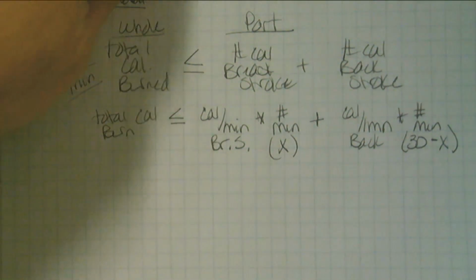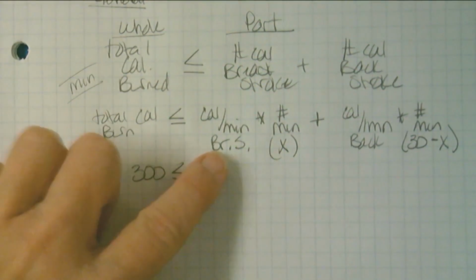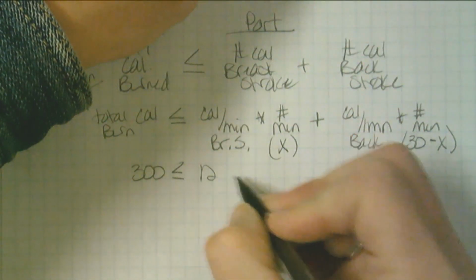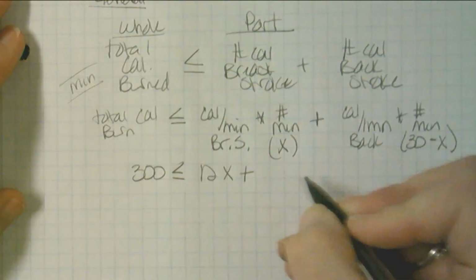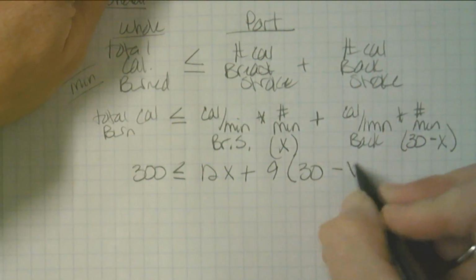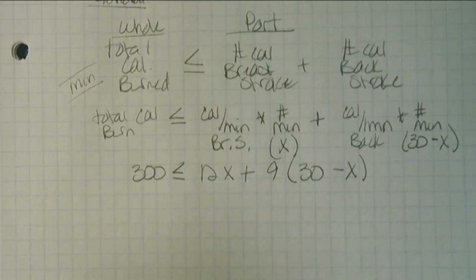My total calories burned is 300, is less than or equal to, my calories per minute for breaststroke is 12 times X plus 9 times the quantity of 30 minus X. Now, if I was to give you this on a test, I would expect you to simplify that completely before using it. And if you read the directions on your last test, that's exactly what I said.